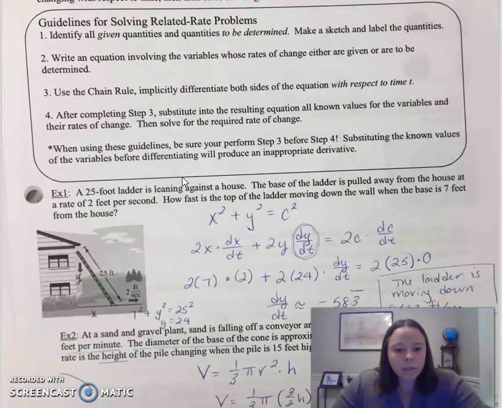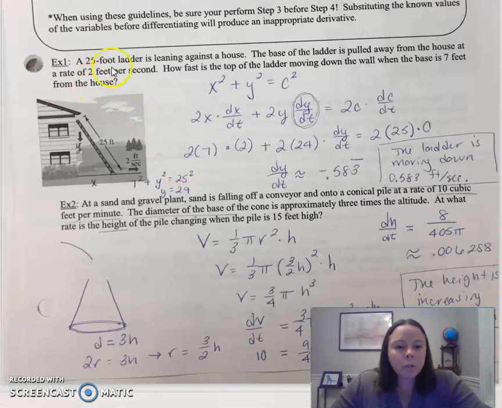So let's talk about this first one. A 25-foot ladder is leaning against a house. The base of the ladder is pulled away from the house at a rate of 2 feet per second. How fast is the top of the ladder moving down the wall when the base is 7 feet from the house?